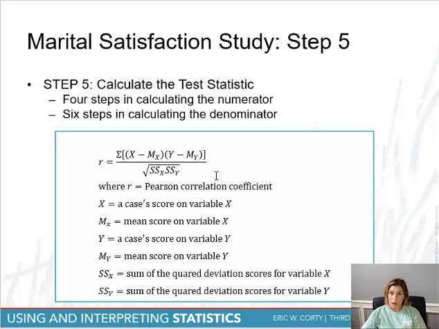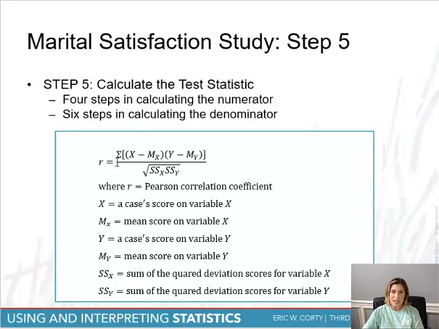Sums of square. All right, you know how to do sums of square because you need to find sums of square to do a standard deviation. So you guys know this. So what this is telling you is that, you know what, you've got to find sums of square for X and sums of square for Y. Easy. Takes a little work, but you guys know this.